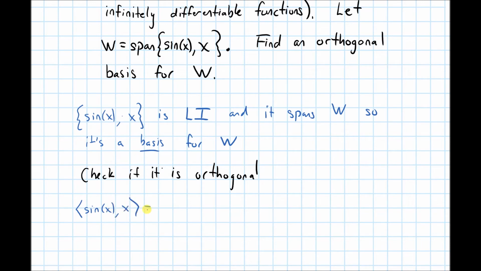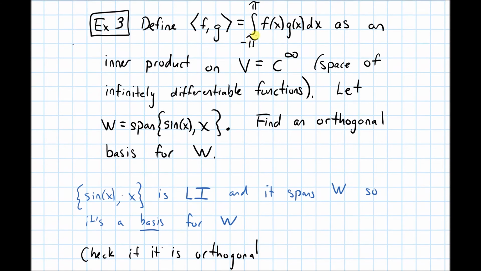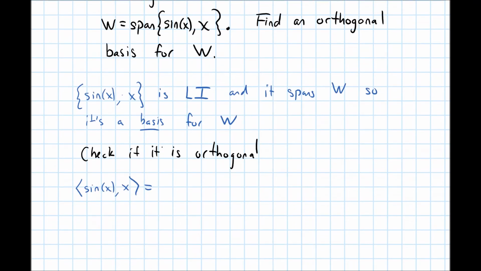So using our definition of the inner product, we've got to take the integral of the two functions multiplied from negative pi to positive pi. So here we're going to have to take the integral from negative pi to positive pi of x times sine x, our two functions multiplied. All right, and now we need to evaluate what this integral is.